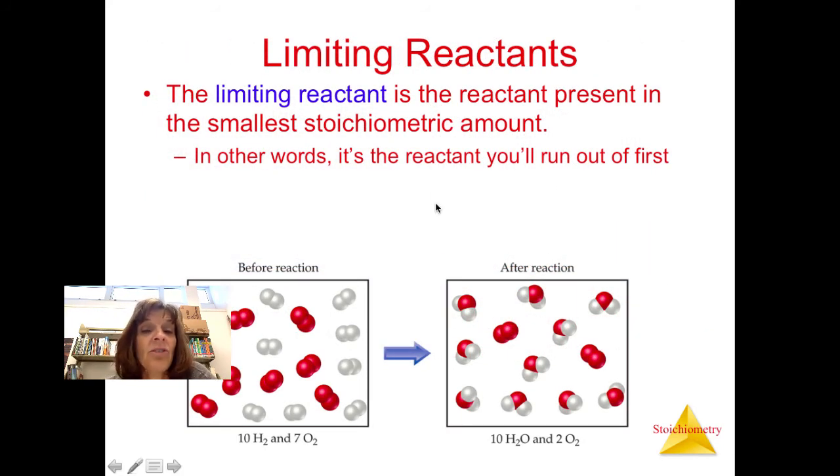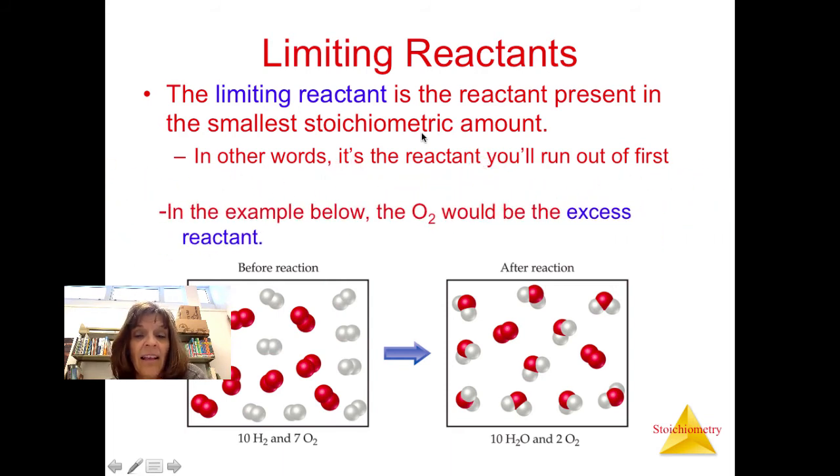And it's in the smallest stoichiometric amount, so that means we're going to have to do some stoichiometry. In the example below, the oxygen would be excess. And you can see if you're making water, you've got 7 oxygens to 10 hydrogens. Since we know we need 2 hydrogens to every 1 oxygen, that means when all the hydrogen's gone, 5 of the oxygens will be used up as a 2-to-1 ratio. And so our leftover excess reactant is 2 molecules of oxygen.